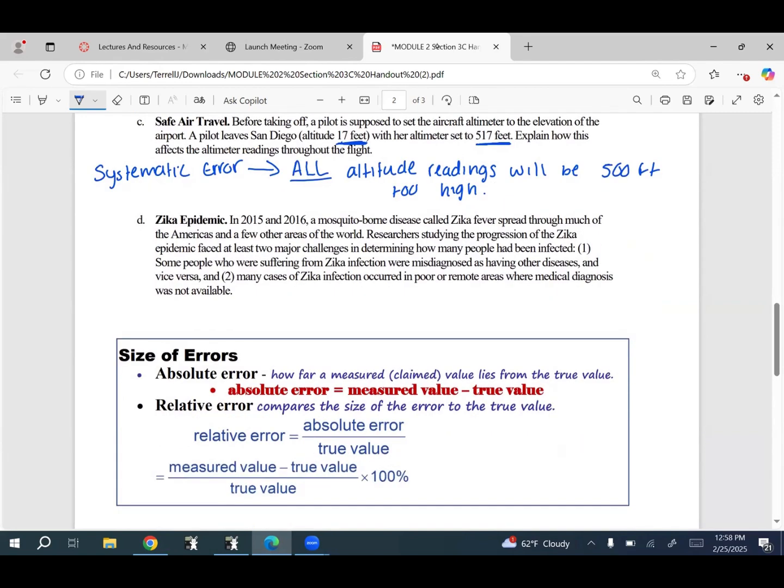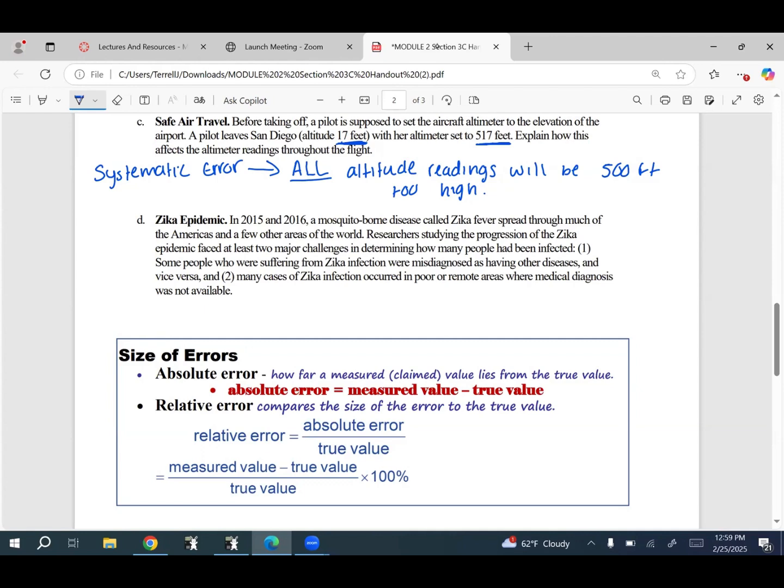In 2015 and 2016, a mosquito-borne disease called Zika fever spread through much of the Americas and a few other areas of the world. Researchers studying the progression of the Zika epidemic faced at least two major challenges in determining how many people had been infected. One, some people who were suffering from the Zika infection were misdiagnosed as having other diseases, and vice versa. And two, many cases of Zika infection occurred in poor or remote areas where medical diagnosis was not available.